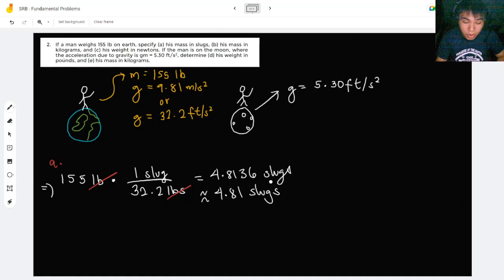This is what we're going to be using for the later parts of the problem. So this is the answer for A. Let me do that in blue.